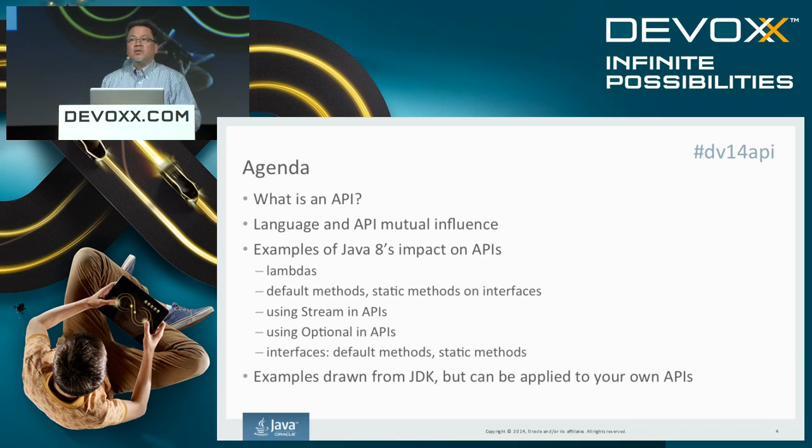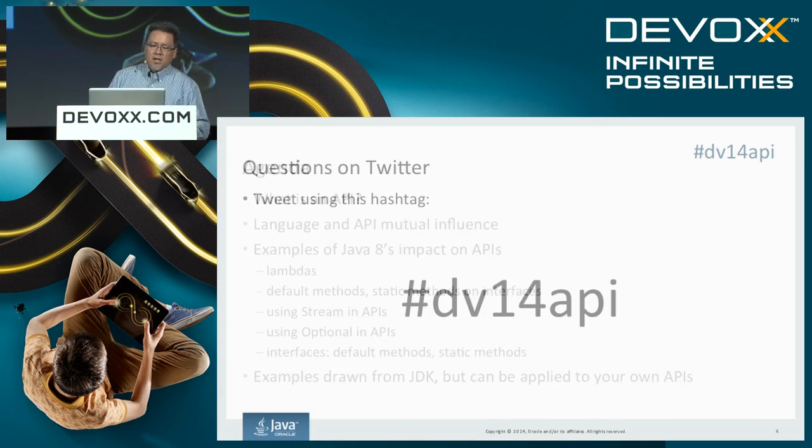And then, as you know, there are many, many features added to Java 8, and these all have a big impact on API design. So I'm going to run through a series of examples of how API design in Java is impacted by these Java 8 features. These examples are mostly all drawn from the JDK, but they can certainly be applied to your own programs.